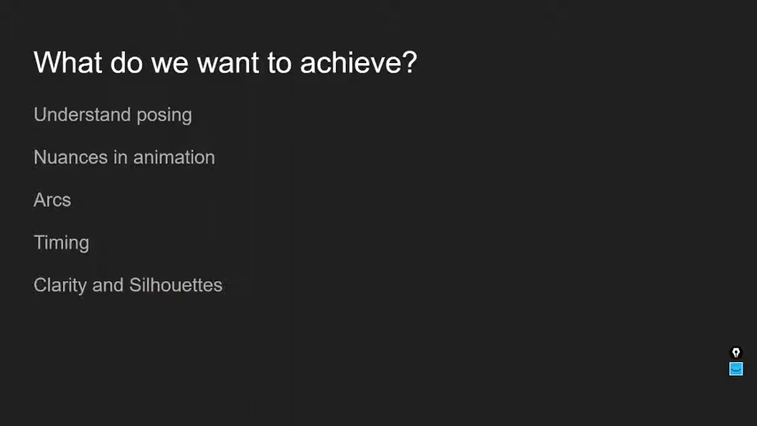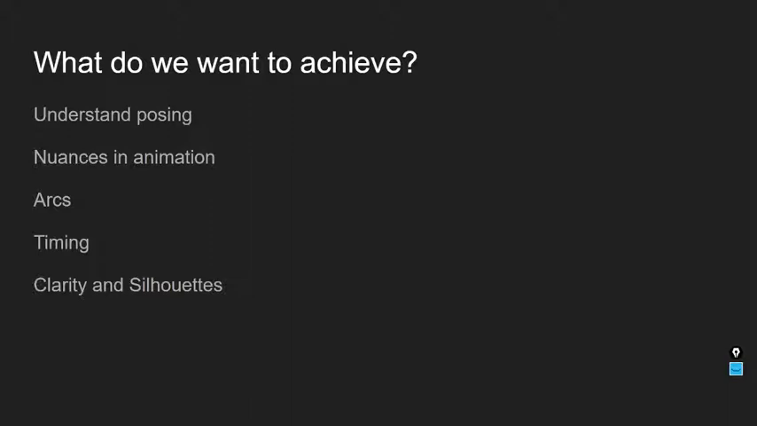So that's number one. Understanding also how the poses are being done, how the story is being told, the nuances in the animation, that is the lags, the overlaps, the little things that are being done to help communicate the idea. The arcs, the way everything is moving in arcs, that's very important. We're looking at timing, and we're looking at clarity and silhouettes.